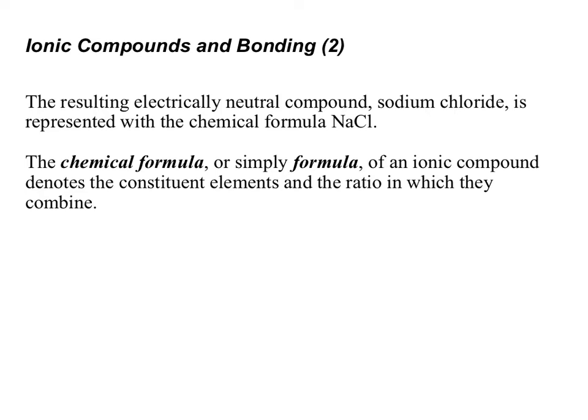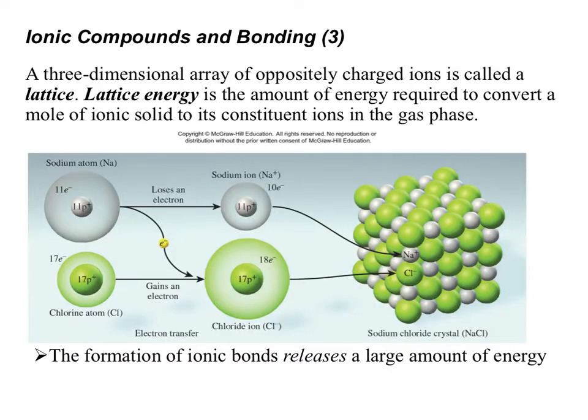The chemical formula, or simply formula, of an ionic compound denotes the constituent elements and the ratio in which they combine. A 3-dimensional array of oppositely charged ions is called a lattice. Lattice energy is the amount of energy required to convert a mole of ionic solid to its constituent ions in the gas phase. So here we see the process of lattice formation when a sodium atom donates an electron to the chlorine atom, so that you end up with a sodium ion and a chloride ion, and they combine in this 3D lattice of sodium chloride.